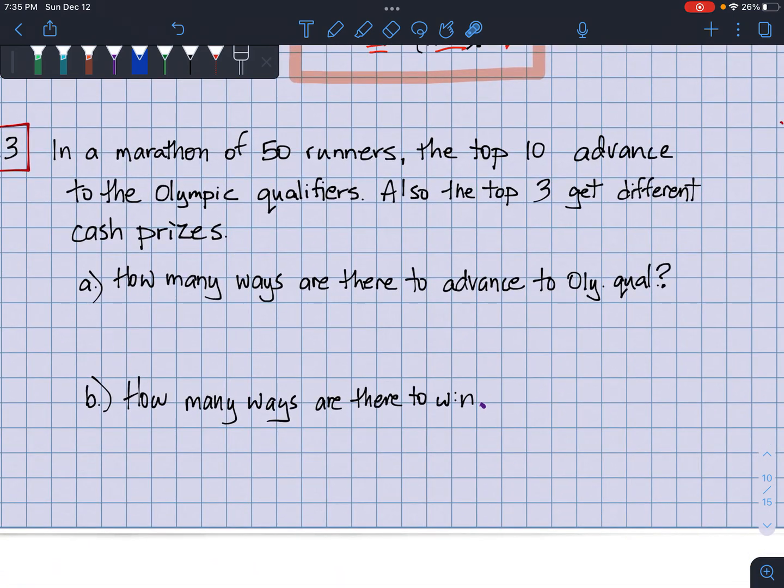So we've got a marathon here of 50 runners. The top 10 advance to the Olympic qualifiers. Also, the top 3 get cash prizes, which are each different, depending on if you place first, second, or third. So we've got 2 different problems going on. Number 1, how many ways are there to advance to the Olympic qualifiers? And then how many ways are there to win a cash prize? All right, well, let's do both of them separately.